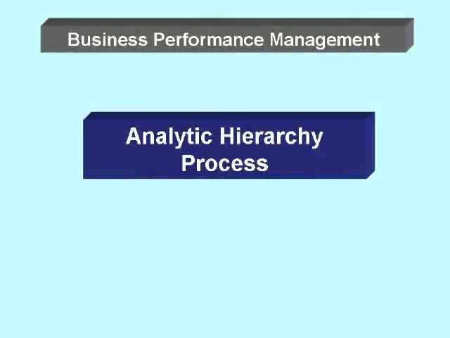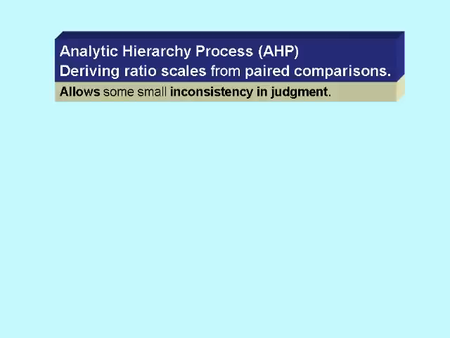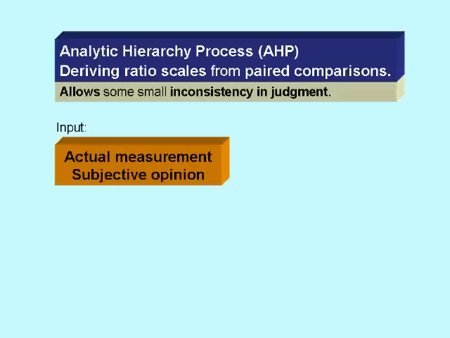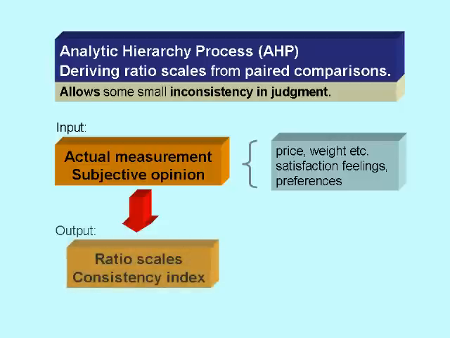AHP stands for Analytic Hierarchy Process, and the method derives ratio scales from paired comparisons. It also allows for some small inconsistency in judgment. As an input, you can use actual measurements like price, weights, and so on, or subjective opinions like satisfaction feelings or preferences. And as an output, you will get ratio scales and a consistency index.